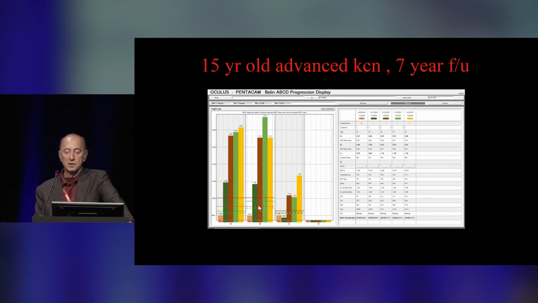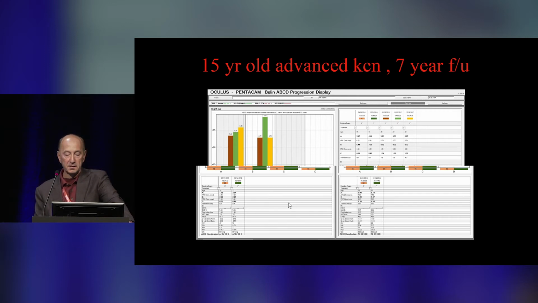This is a 15-year-old with 7-year follow-up. And again, you can see statistically significant change. And noted, really by the second exam, they had more than a 95% confidence interval, statistically significant change both on the anterior surface, the posterior surface, and by the third exam on corneal thickness.